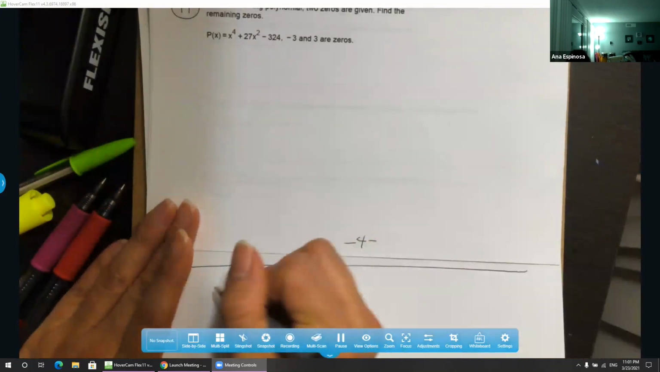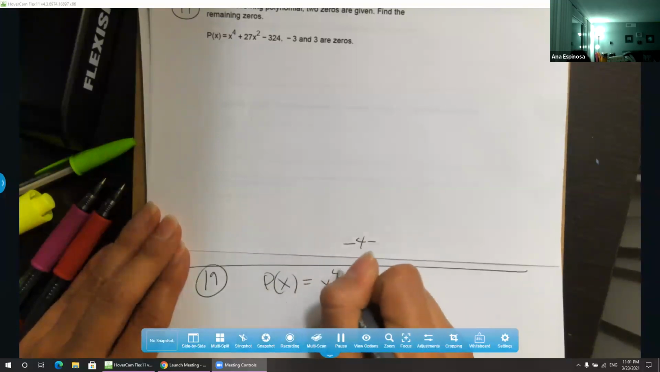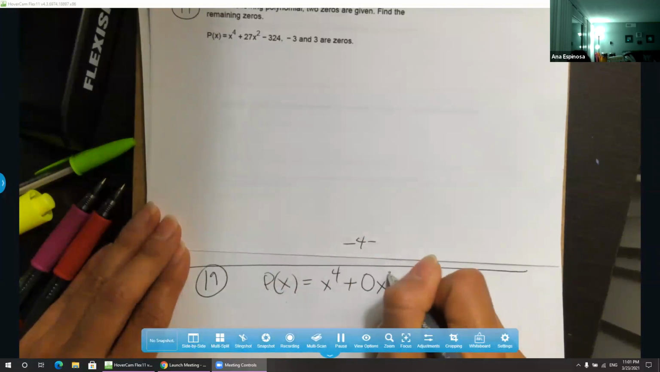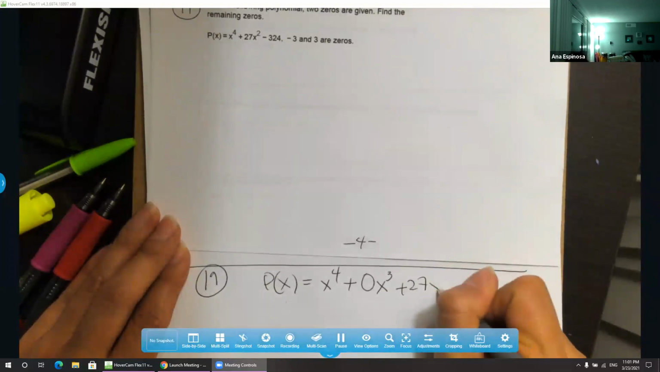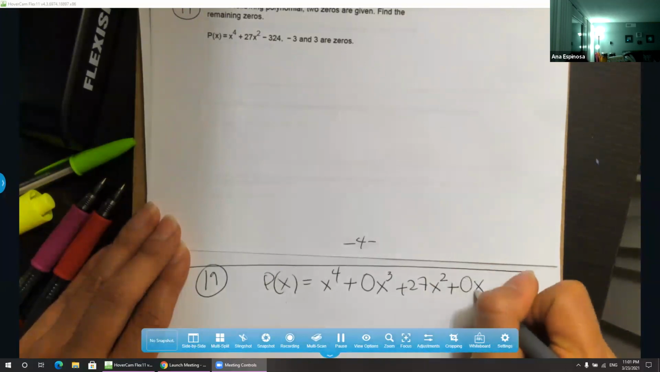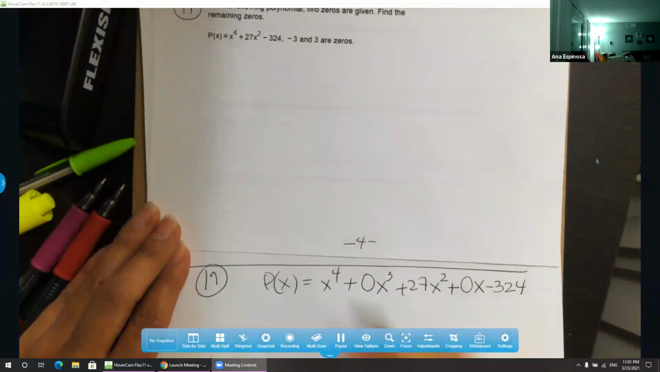So in this case, you've got p of x equals x to the 4th plus 0x cubed. See, there's no x cubed in the equation. Plus 27x squared plus 0x. There is no x. And then there's a number.